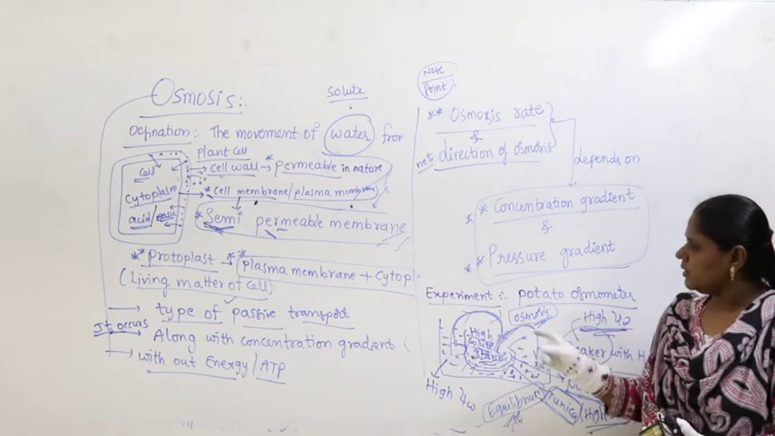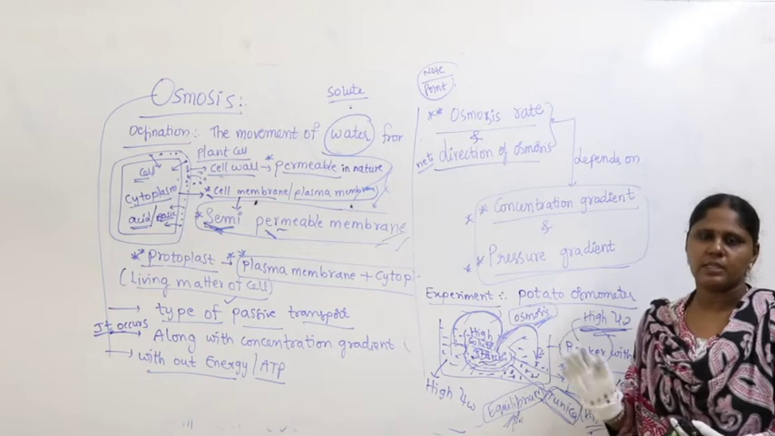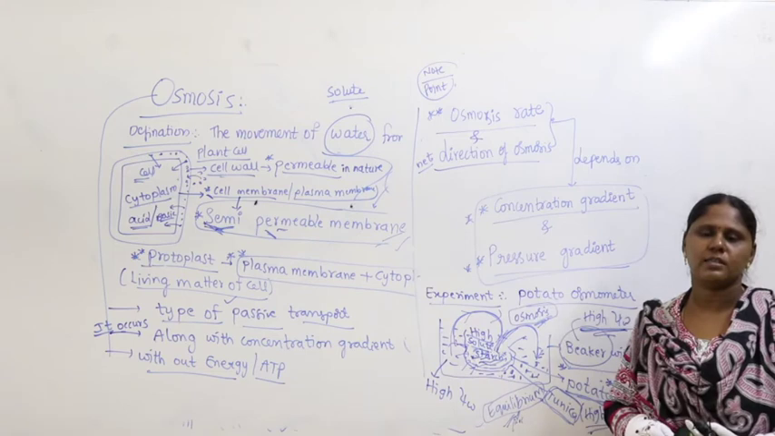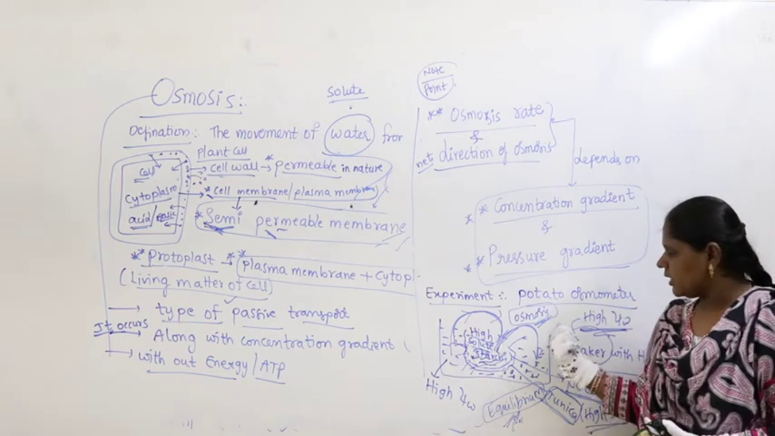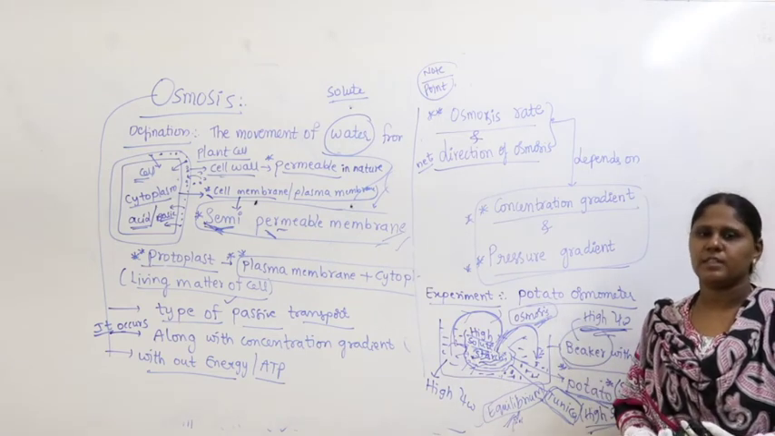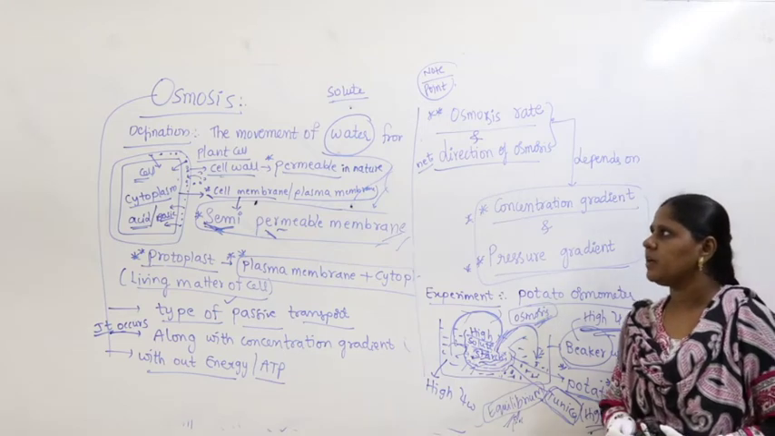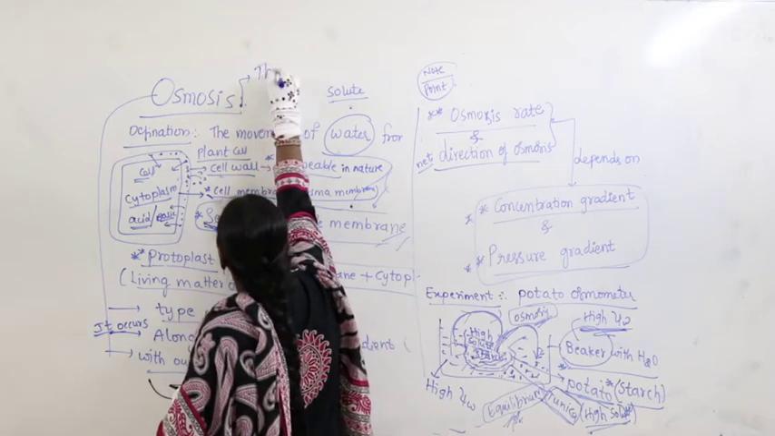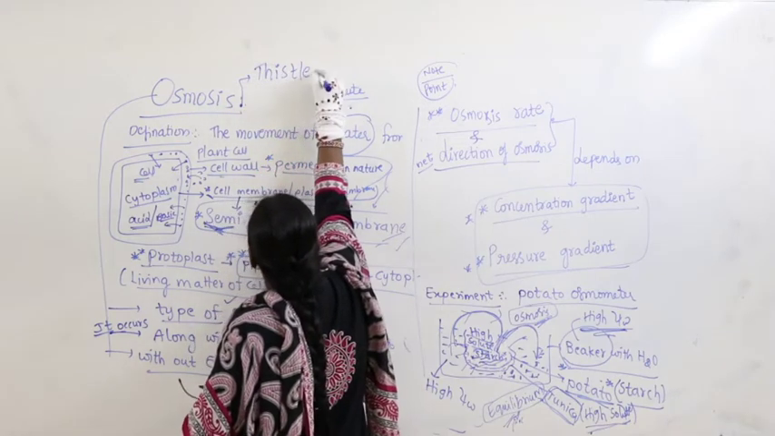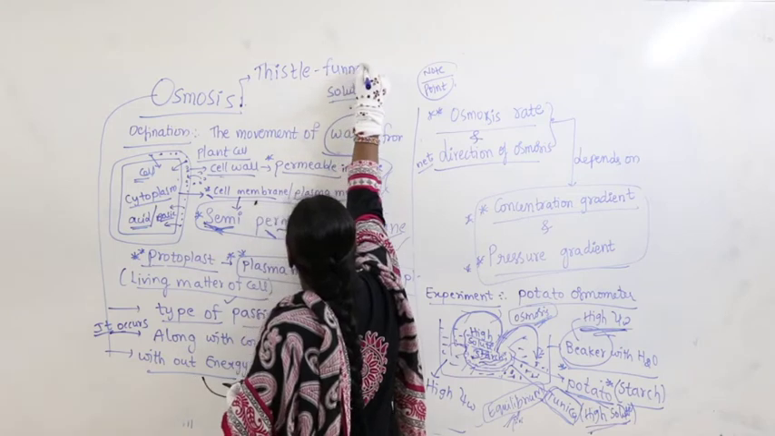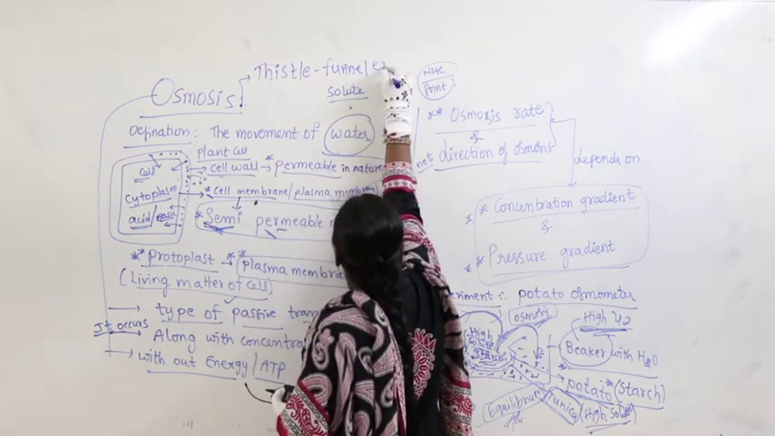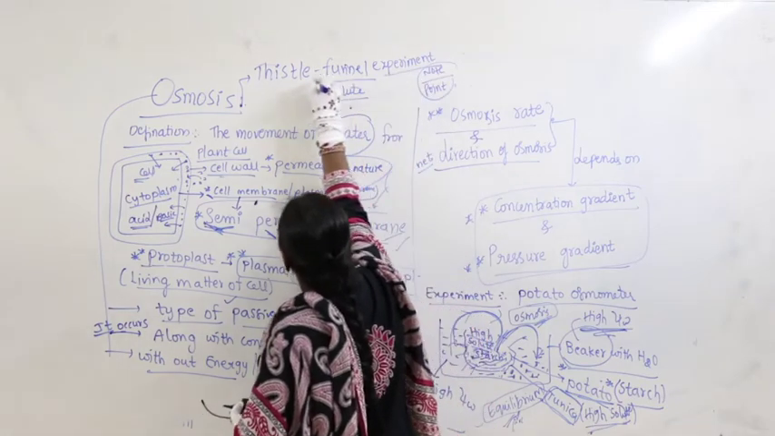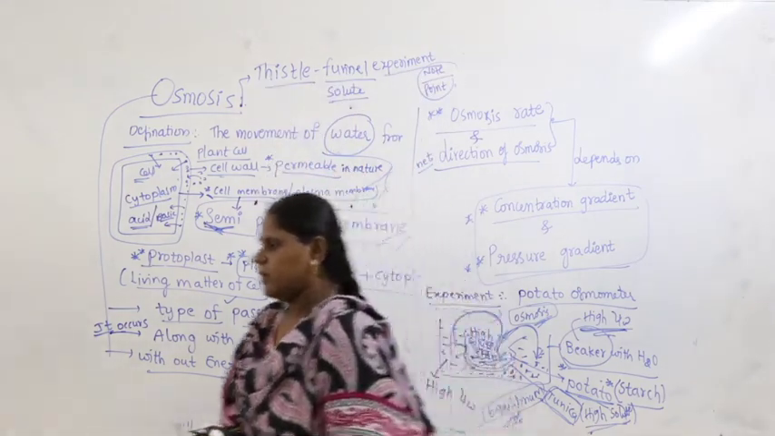Now, scientists have done so many different experiments to study the process called osmosis. This is a simple experiment. Let us take the scientific experiment. Osmosis can be experimentally studied by another experiment called the Thistle funnel experiment. So let us study that.